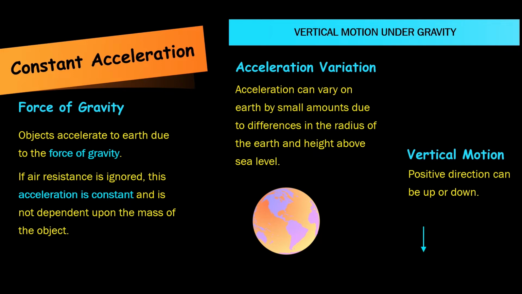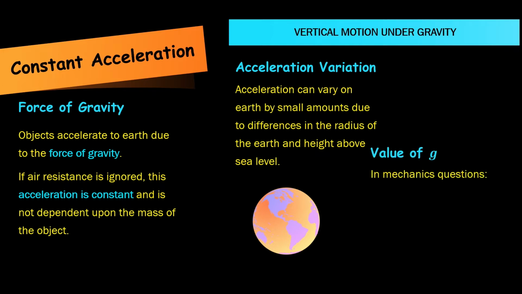If we consider the positive direction to be down, then g is positive. So g equals 9.8 meters per second squared. And if the positive direction is considered upwards, then g is negative. So g is minus 9.8 meters per second squared.